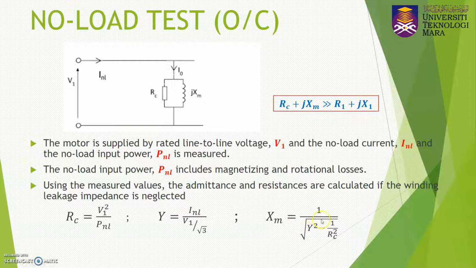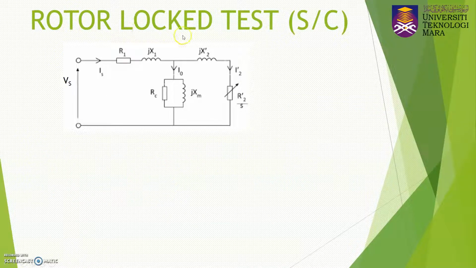Okay, XM will be equal to 1 divided by the square root of Y squared minus 1 over RC squared. Alright, so this is the method for the no load test. Next, we will see the rotor lock test, or we can also call it the short circuit test.